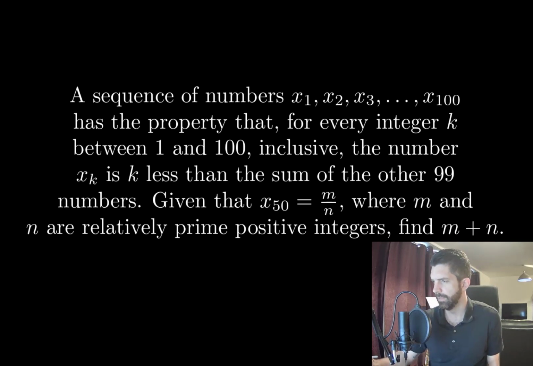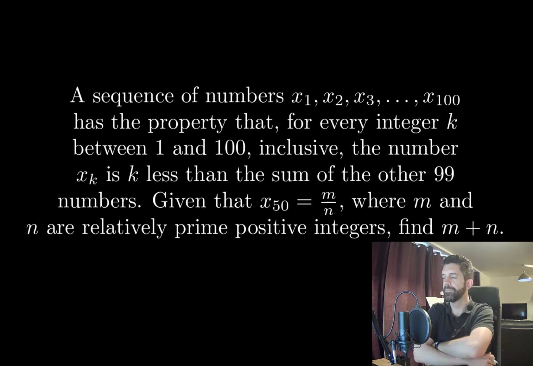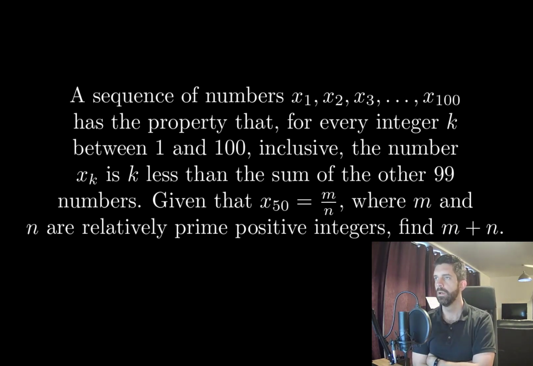Okay, that's an interesting property. I'm not sure exactly where to start here. I mean, we could write down an expression which represents this property. I'm not sure where that will take us. And it's a sequence of numbers. It doesn't say anything about whether they're integers, rational, irrational, although x50, they claim, is a positive rational number.